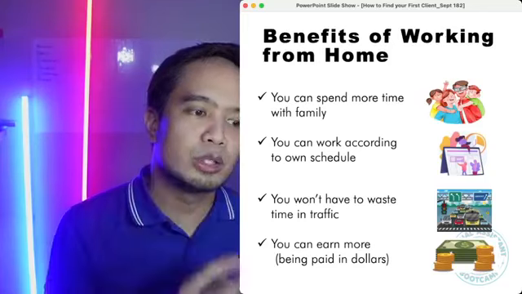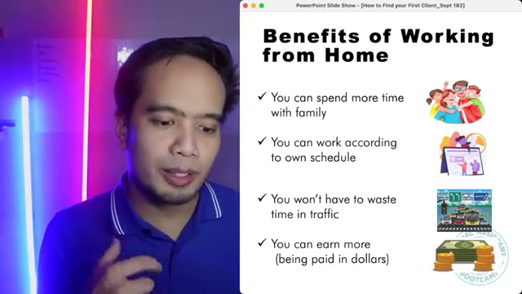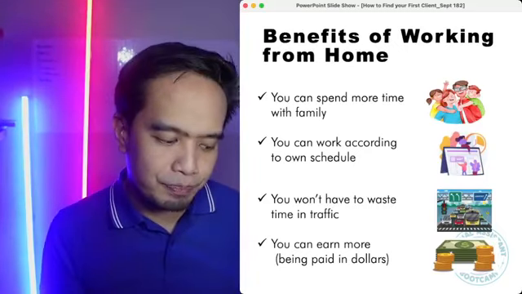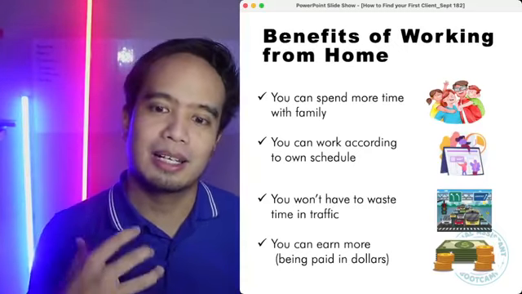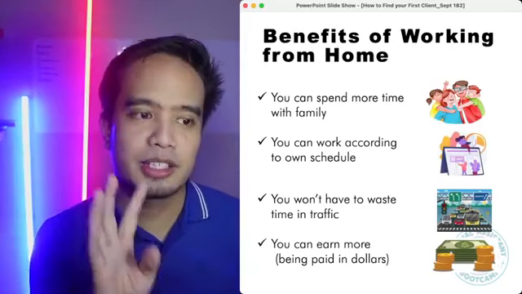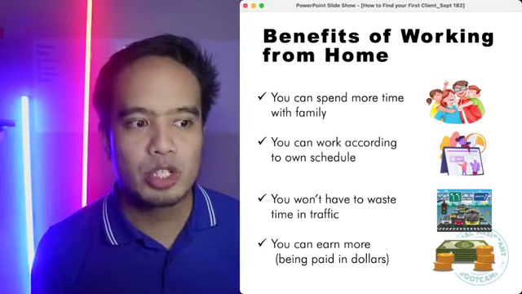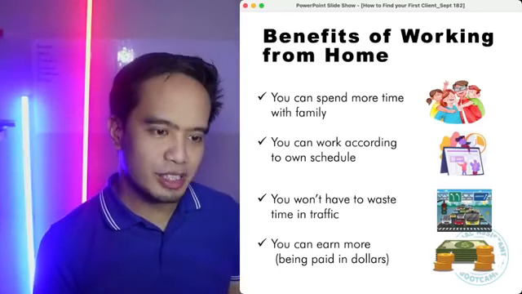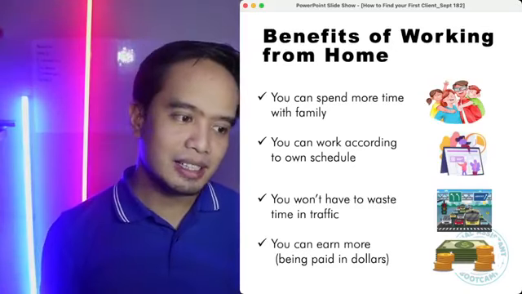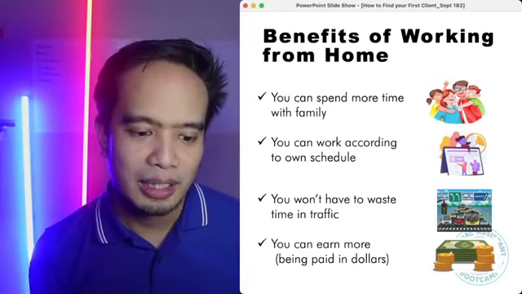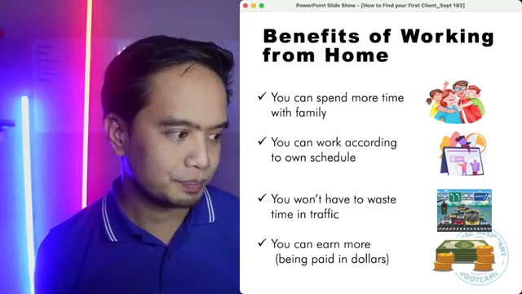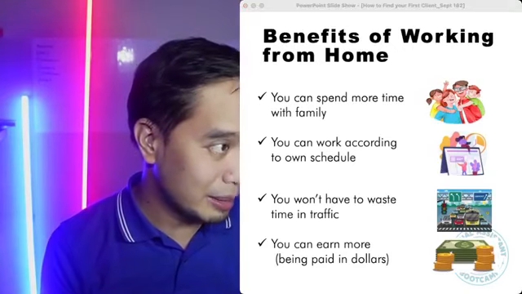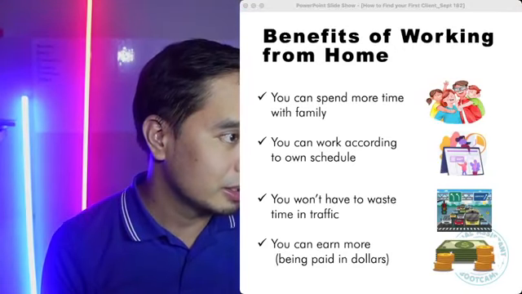Ayan. So, para sa inyo, everyone watching here, which one of these four, kung papili, if you're just to choose one benefit na parang pinaka-priority nyo or pinaka-importante sa inyo out of these four benefits of working from home, which one? Is it A, B, C, D? So, A yung spend more time with family, B is work according to your schedule, C is yung traffic, and D is getting paid in dollars. Which one of these four is a top priority for you? Sige. A, B, C, or D? Okay, I'll give you some time to answer.